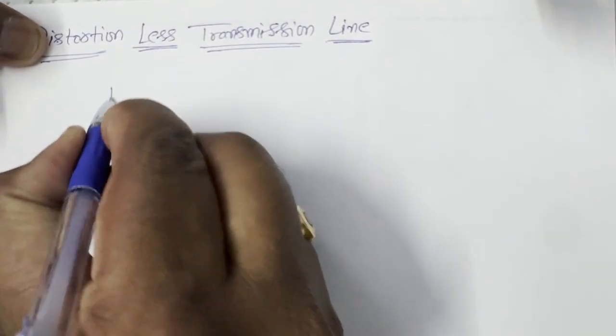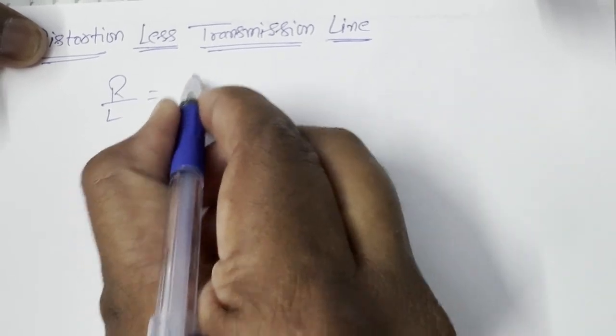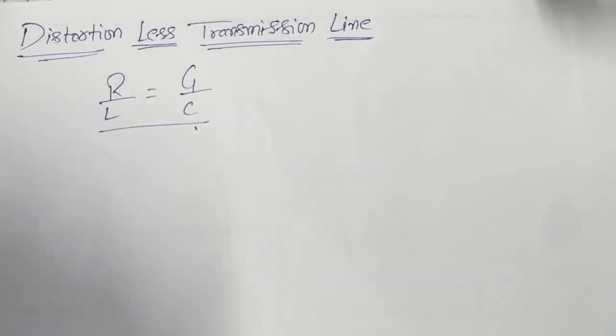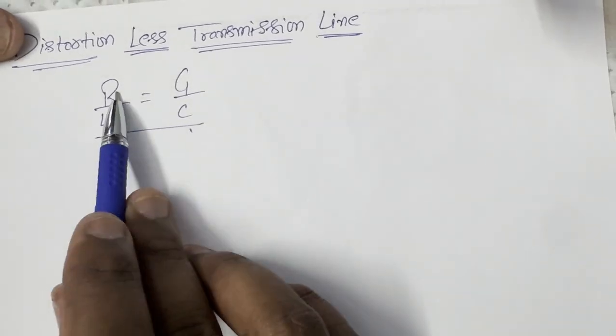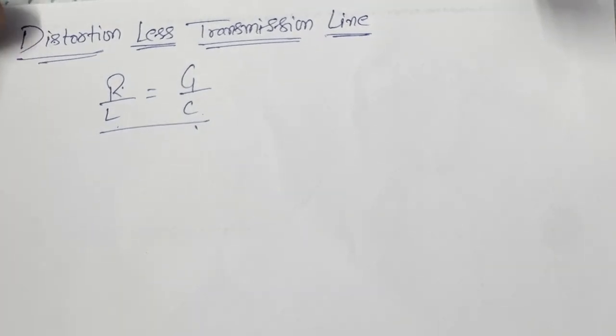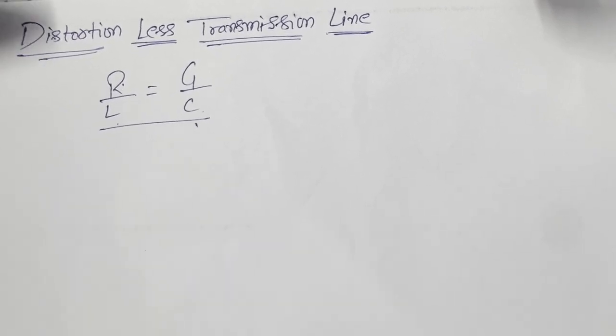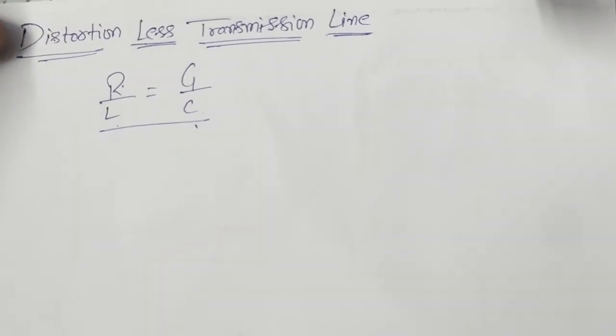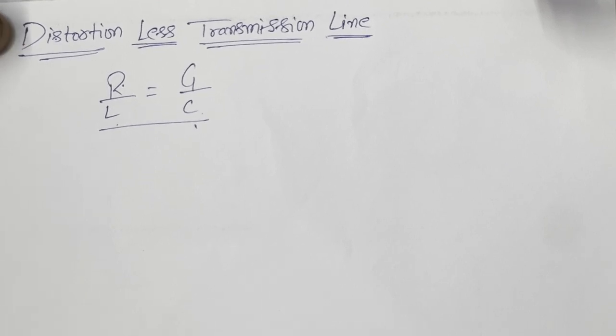beta is frequency dependent. That is the first condition, and at the same time it should satisfy R by L equal to G by C. That is the condition for a distortionless transmission line. For this, we have to find the remaining parameters, characteristic impedance and the others.